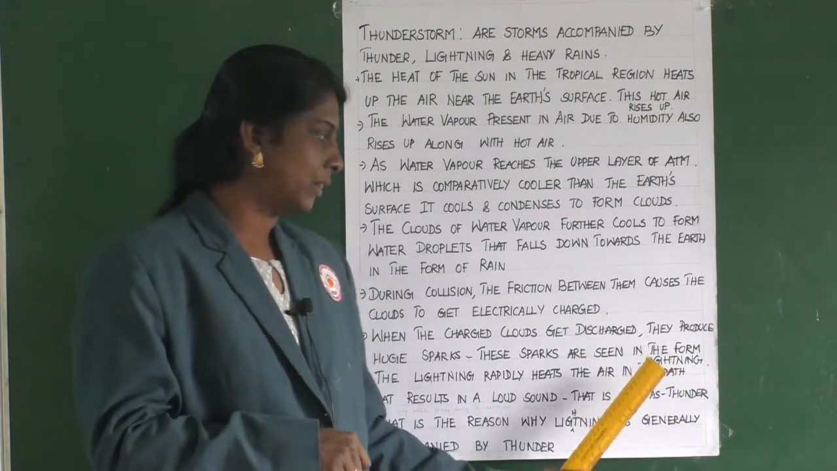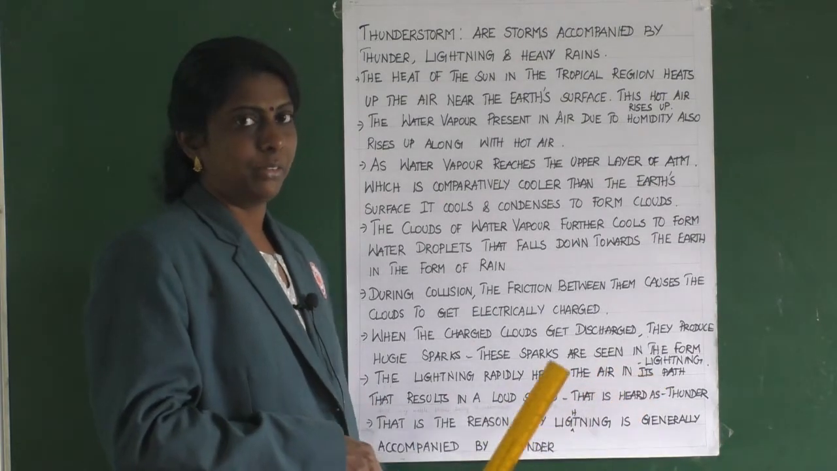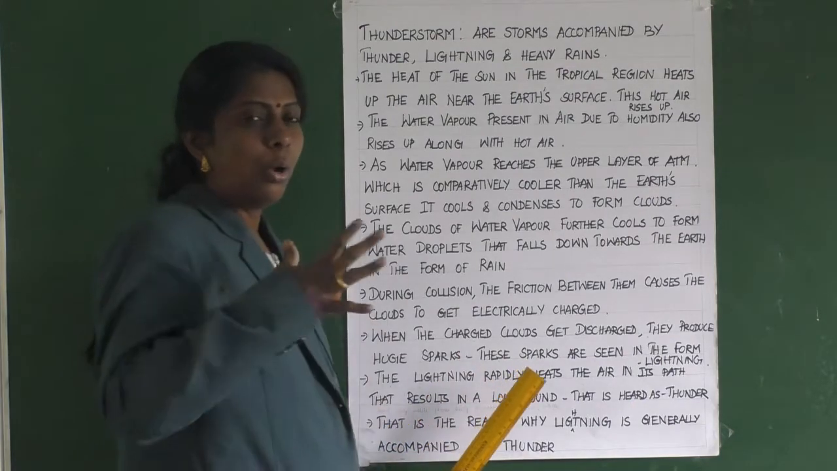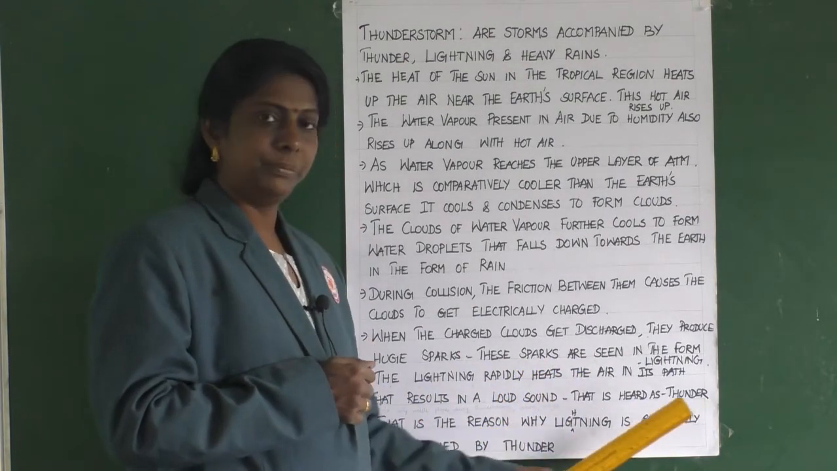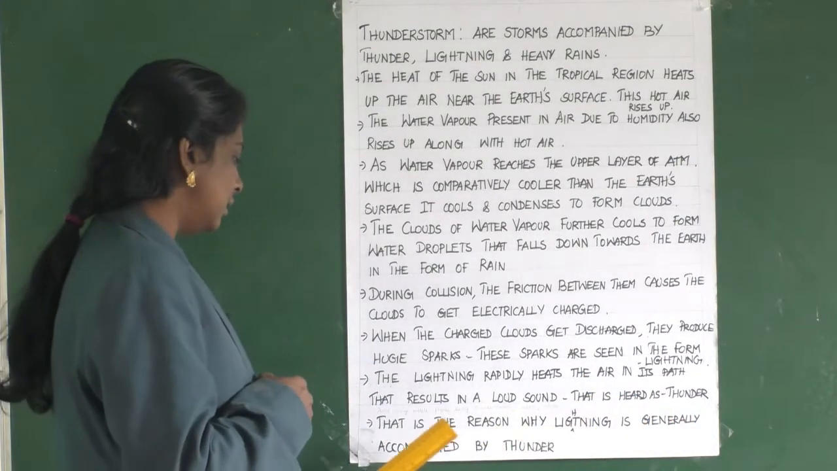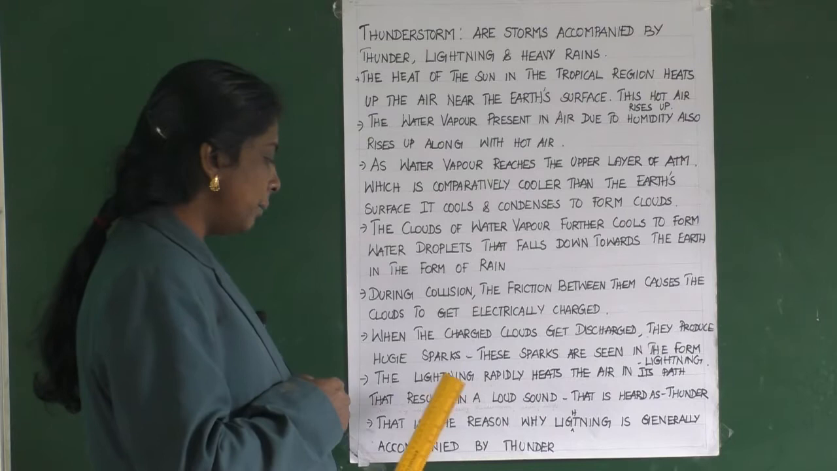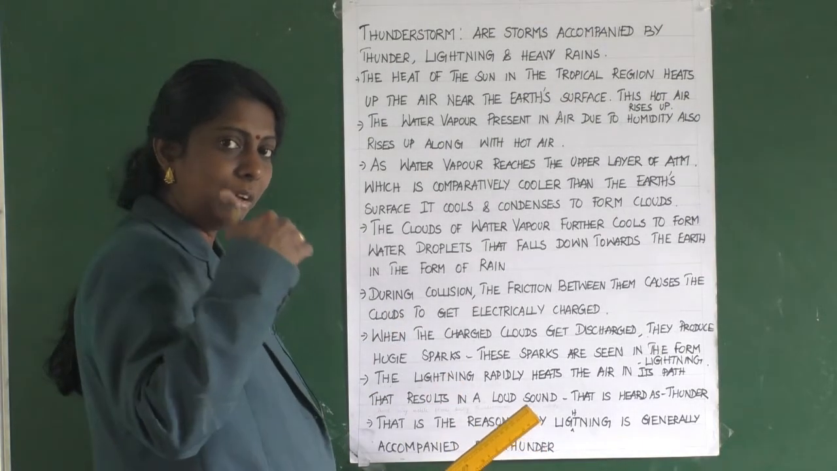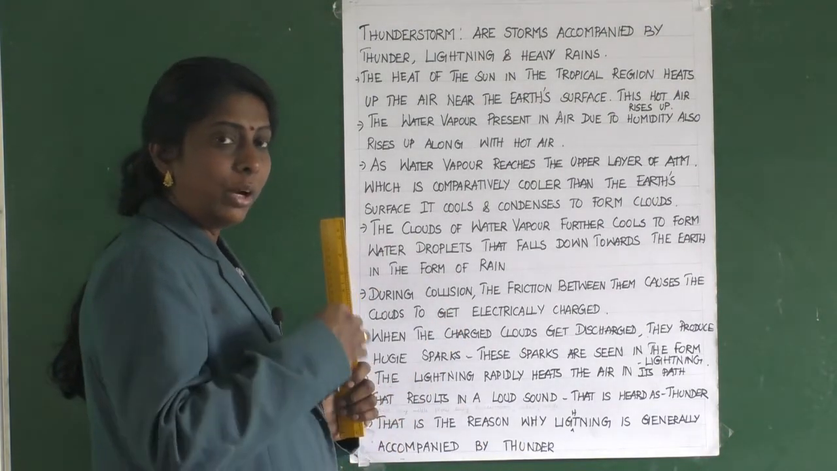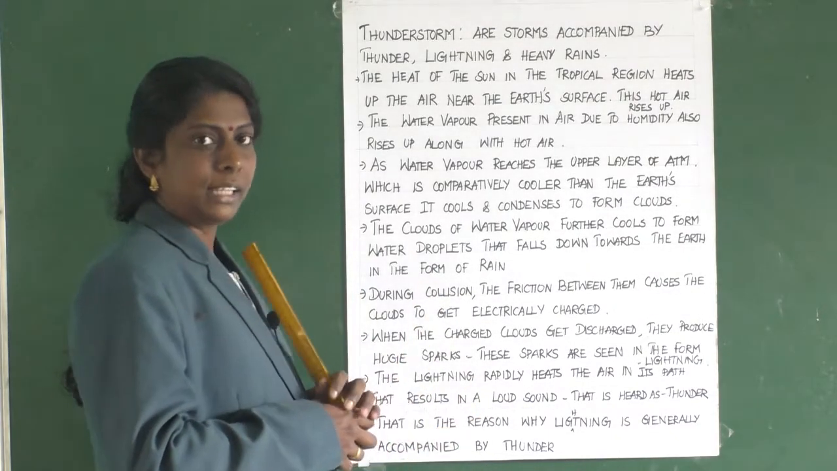So the lightning rapidly heats the air in its path. That results in a loud sound, which is heard as thunder. That is the reason why lightning is generally accompanied by thunder. So be safe when you are hearing thunder. Avoid using mobile phones when you are outside during thunder and lightning.